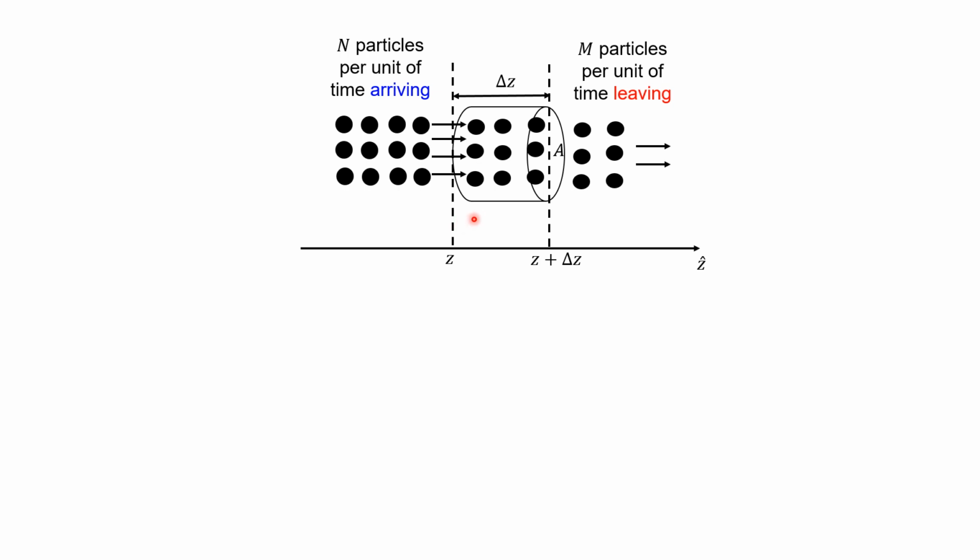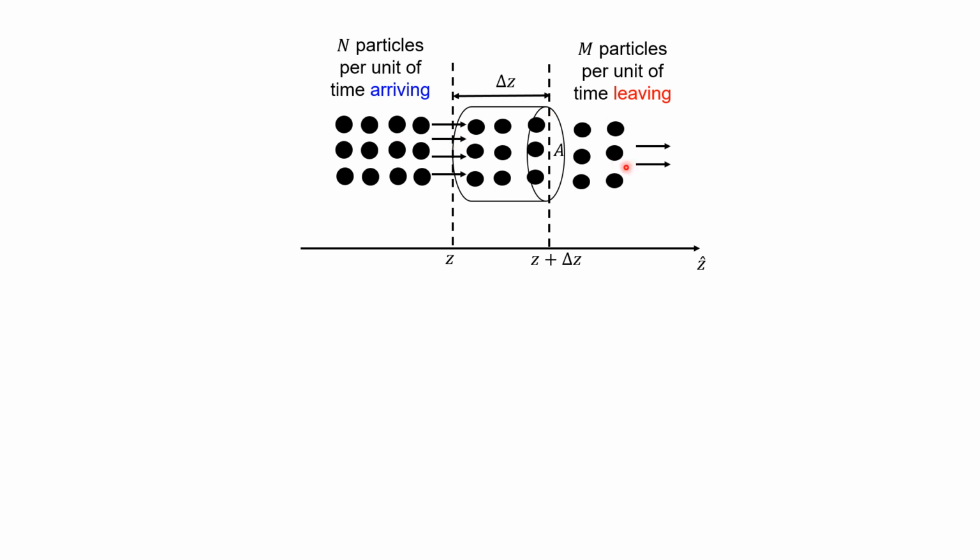Okay, so in this lecture we're going to consider a small cylinder, a box of length delta z and cross-sectional area A. We're going to place a z-axis here to label the position where the cylinder begins and where it ends. So we're going to consider that it has a length delta z. And we're going to suppose that there's a flux of n particles per unit of time arriving at the cylinder, and a flux of m particles per unit of time leaving the cylinder. So there's a current arriving, a current leaving.